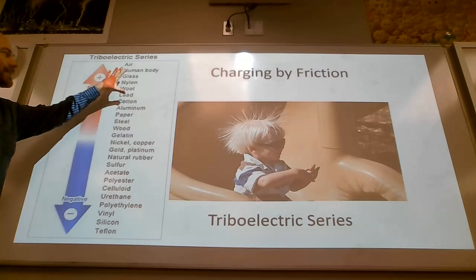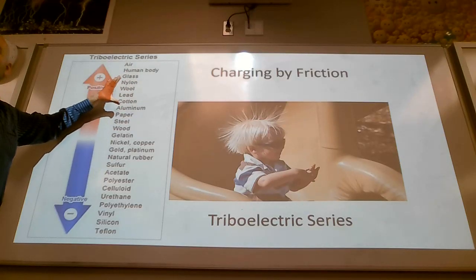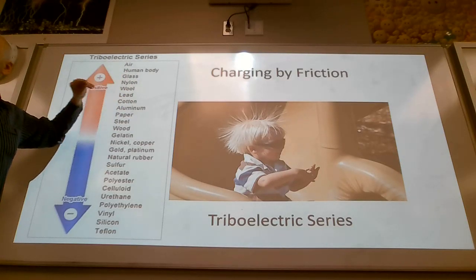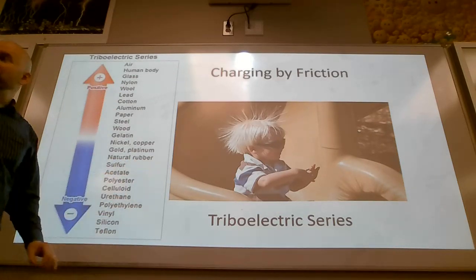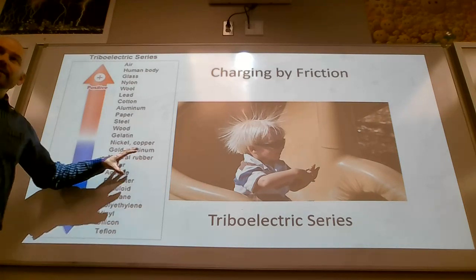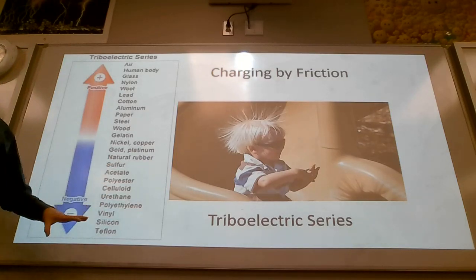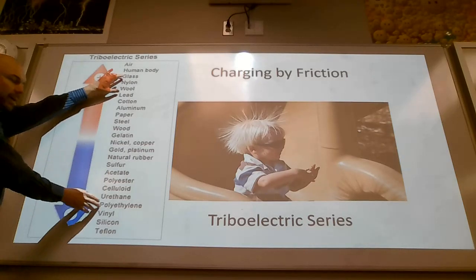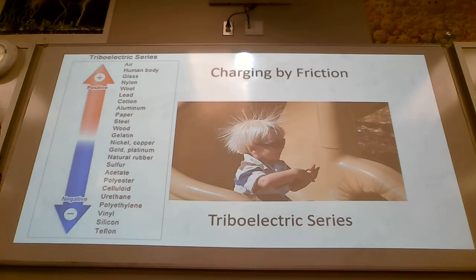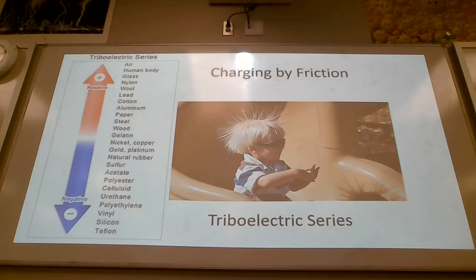Now, the ones that tend to like or be okay letting go of electrons are more natural, more organic in nature. Exception would be nylon. And the things that would like electrons, become negatively charged, are more synthetic in nature. Exception is silicon. But when those two materials are rubbed, if you take one from here and one from here, rub them together, one's going to become positive, one's going to become negatively charged. Good with that? Okay, so charging by friction.